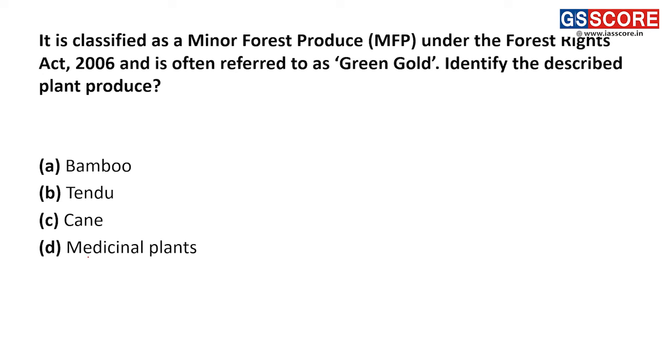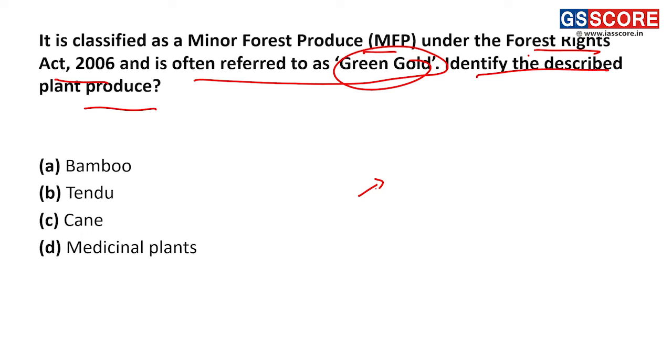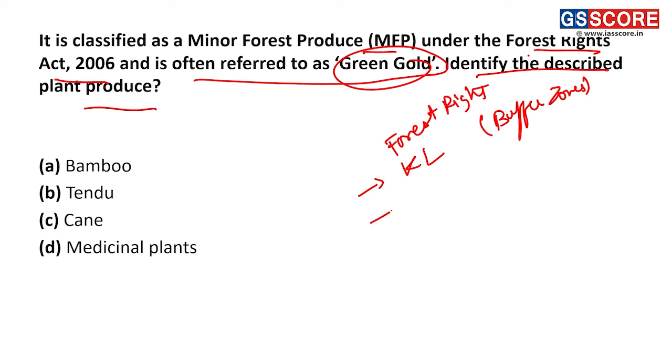It is classified as a minor forest produce under the Forest Rights Act and is often referred to as green gold. Identify the described plant produce. So if you remember this, there are certain themes which are popular vis-a-vis forest rights. The issue in Kerala of buffer zones, right? Man-animal conflict, etc. So it is very important for us to keep a tab on these things.